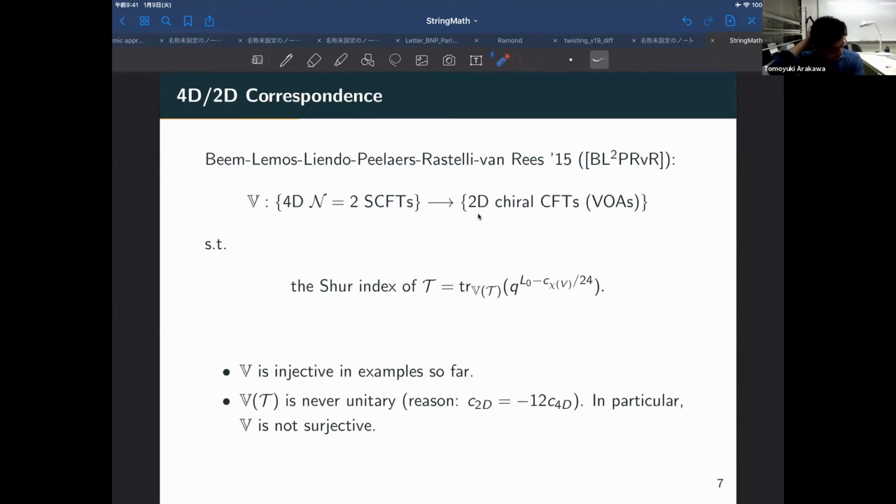So the first statement is that this VOA might be a complete invariant. If you know the image of V, you know lots of information about the 4D theory. And for people who work on vertex operator algebras, this is very exciting as well, because 4D theory is an extremely rich theory, and we have some interesting families of vertex operator algebras which come from 4D theory.